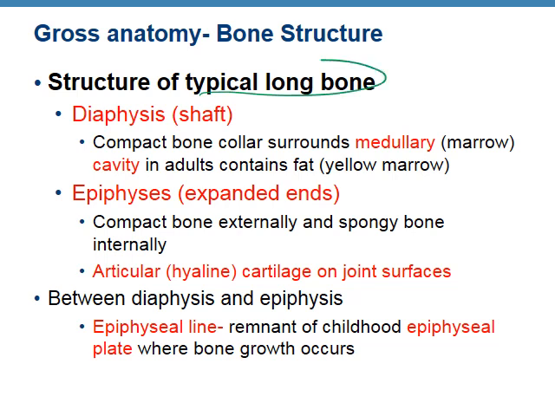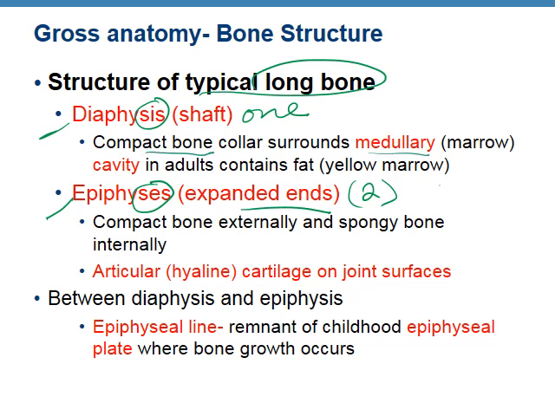Let's look at the structure of a long bone. So this is a little bit different. We're going to have the diaphysis, singular because there's only one, and we're going to have epiphyses because there are two expanded ends on every long bone. So the diaphysis is going to be compact bone surrounded by a medullary cavity that's going to have some sort of marrow in it.